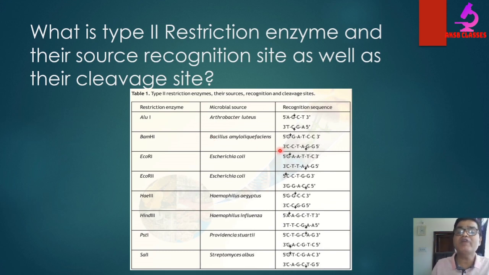And try to know what the recognition site is. If you remember three letters, GGA, BamHI. In case of BamHI the recognition site is GGA. You have to remember only GGA. Then the complementary of A is T, complementary of G is C, and complementary of G again C. So if you remember only three letters, then you can easily remember the recognition sequence.